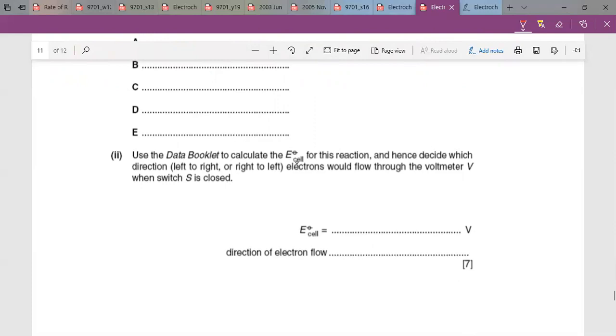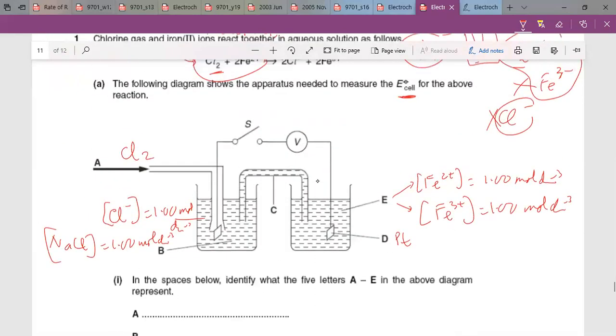standard electrode potential. To use the data booklet, use the E naught to find the E cell, and hence deduce which direction the current flows, very simple, as the switch is on. So basically, as I said, the first thing you need to find is the poles. Poles are very important, get it into your brain. After the poles, you can find the direction of electrons for you. Poles: chlorine and Fe2+, Fe3+.